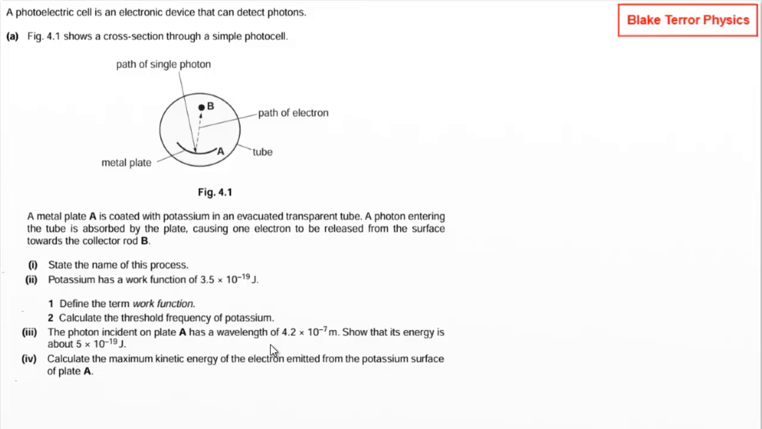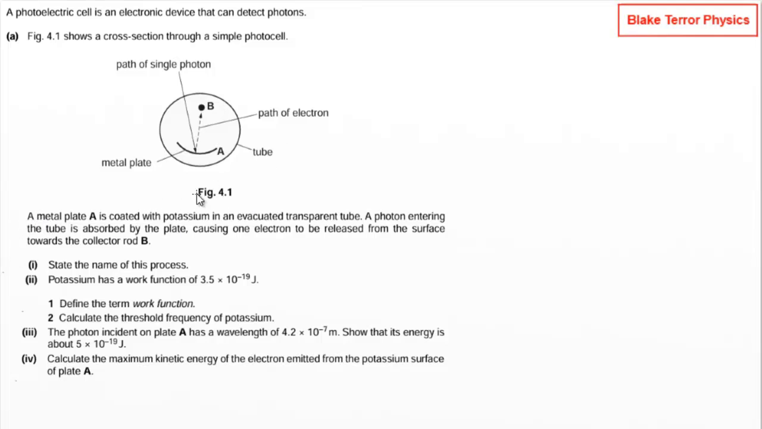We're starting here with a photoelectric cell, an electronic device that can detect photons. Figure 4.1 shows a cross section through a simple photocell. So we've got a photon coming in, this line here, which is coming down onto the metal plate. Then we've got an electron being emitted going over to B, and all this is in a tube, which I assume is going to be evacuated.